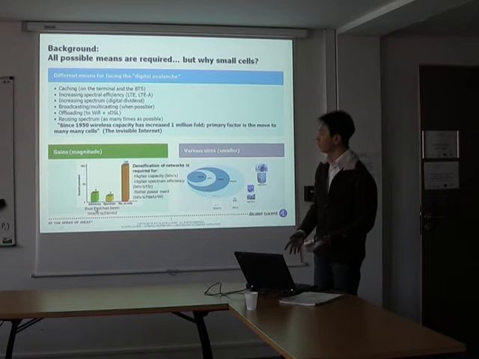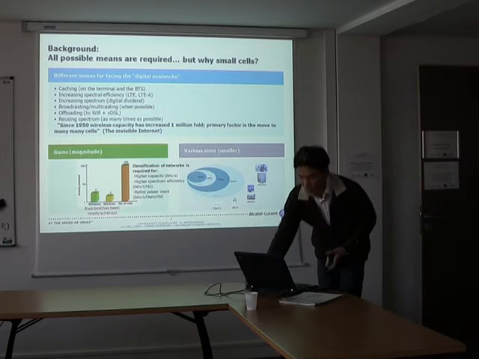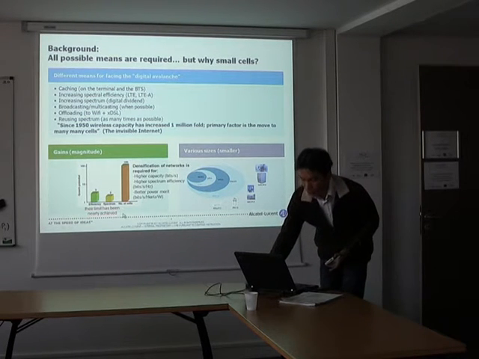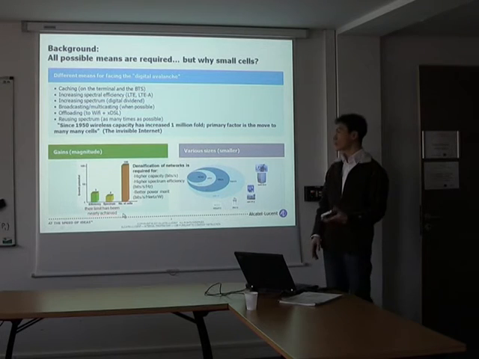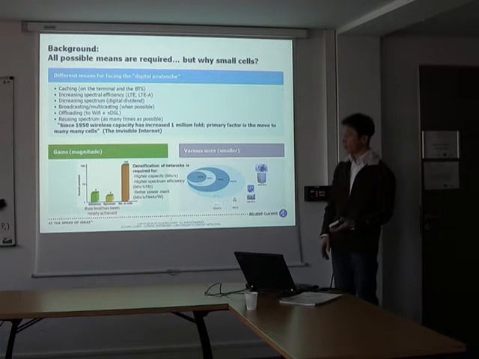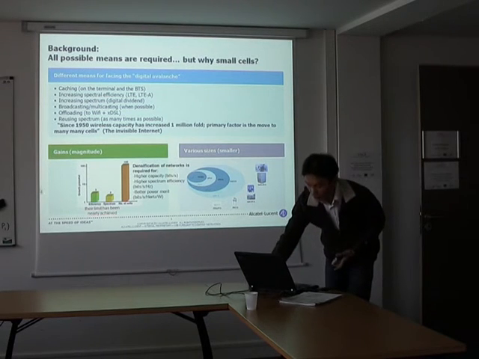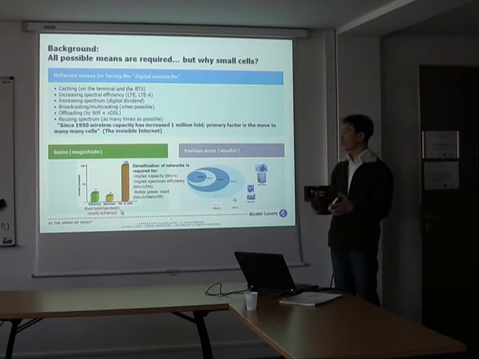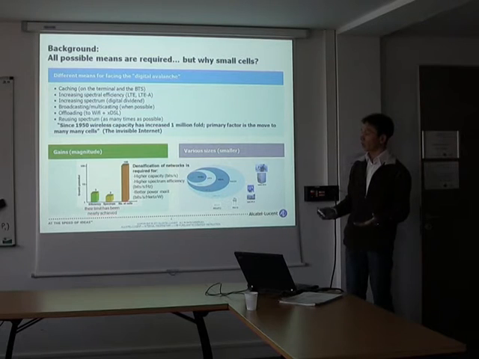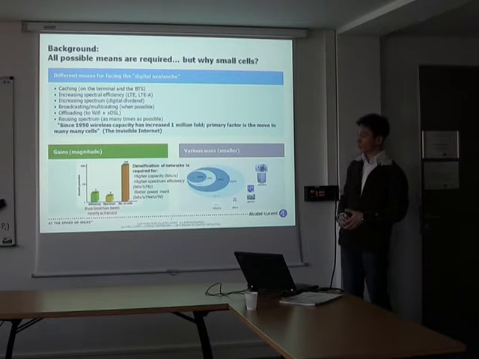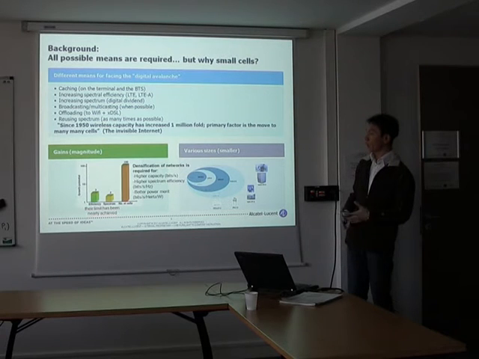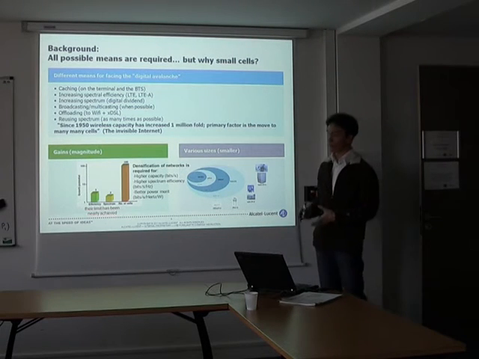For example, to have better efficiency in terms of the transmission scheme, like modulation and hardware design, etc. Secondly, we can do something in terms of the spectrum allocation. We give more bandwidth in the radio spectrum, so you can have a linear increase in the capacity. And thirdly, we can do some other scheme: we increase the number of cells.